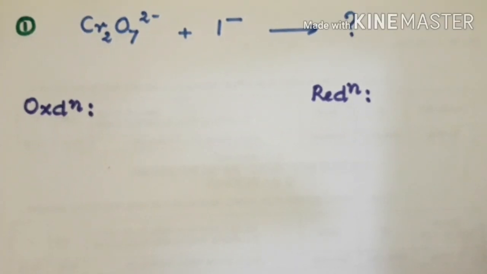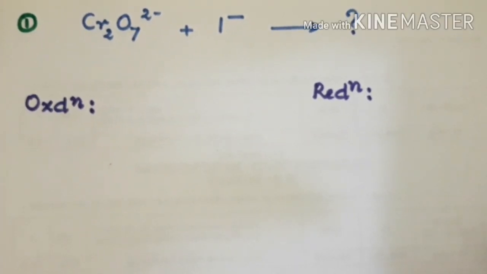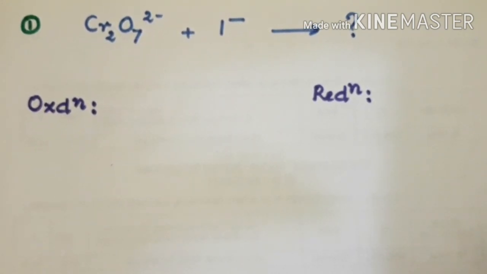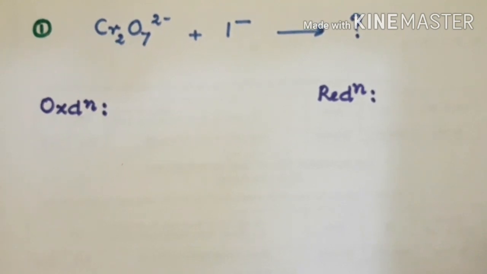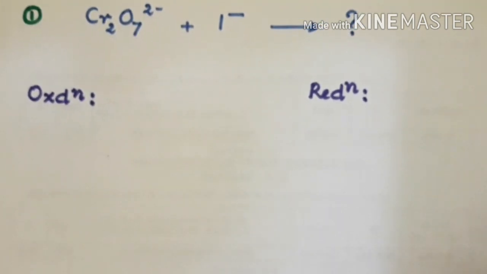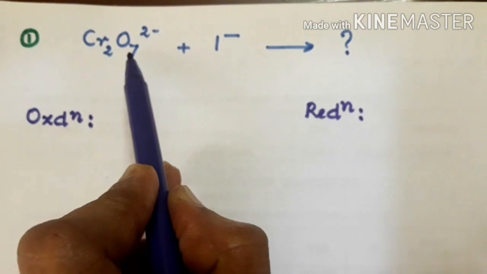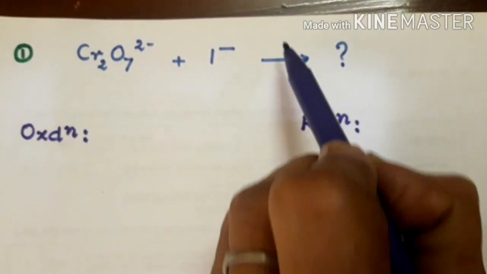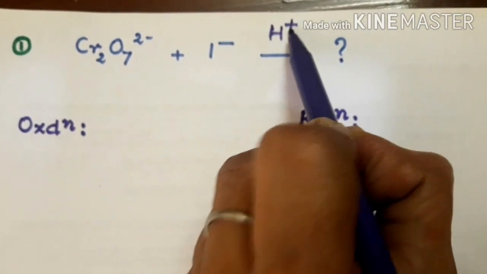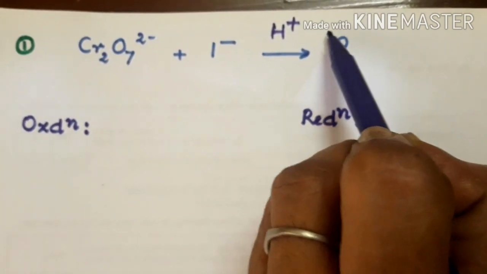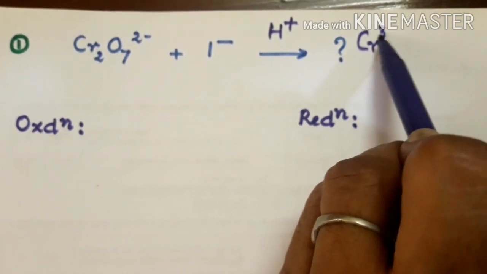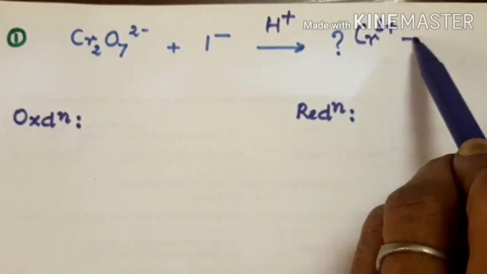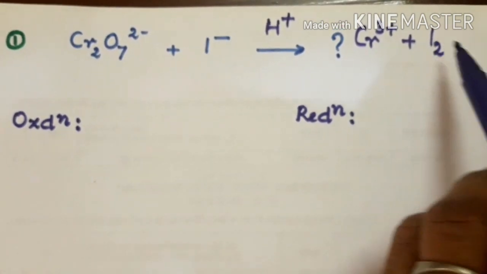We are given the question to complete the reaction Cr2O7 2- plus I-. First, remember what was taught earlier. Cr2O7 2- acts as an oxidizing agent only in the presence of acid and it produces Cr3+ as one of the products. Iodides will be oxidized to iodine. This is what we have learned.